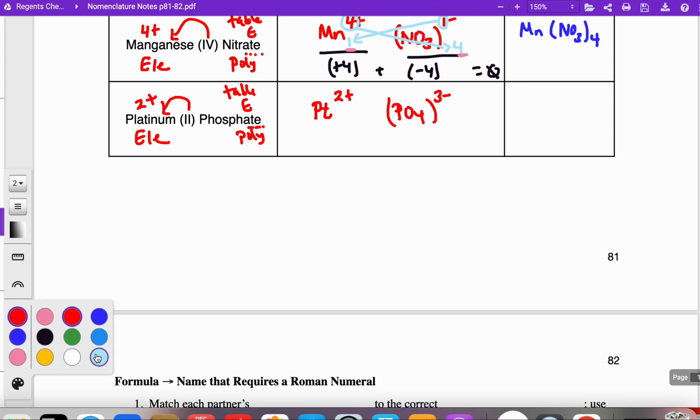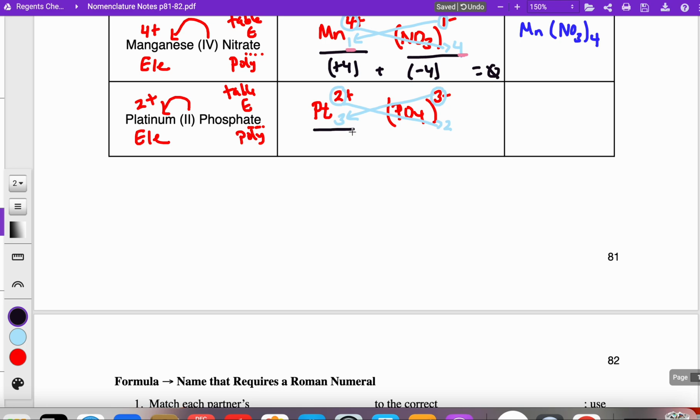So now that I have symbols and oxidation numbers, I'm going to use the crisscross method to come up with their ratio. So I take the magnitude of platinum's charge and I crisscross that down outside the parentheses of the PO4. I take the magnitude of the PO4's charge and I crisscross that down to become platinum's subscript.